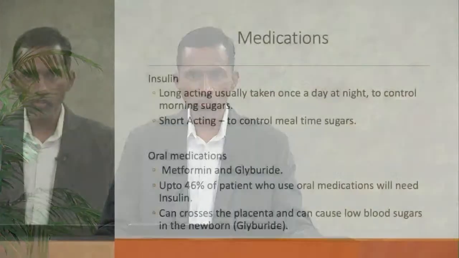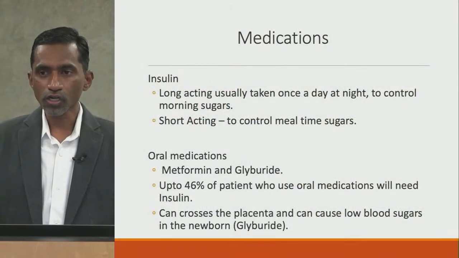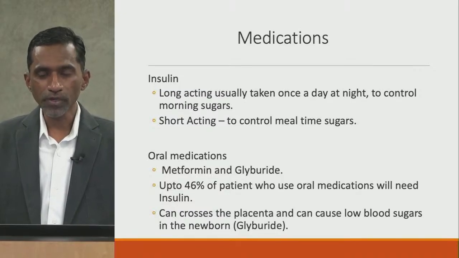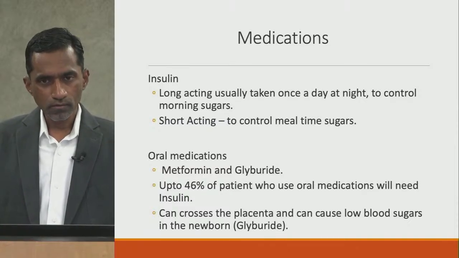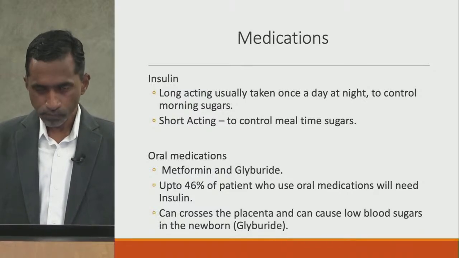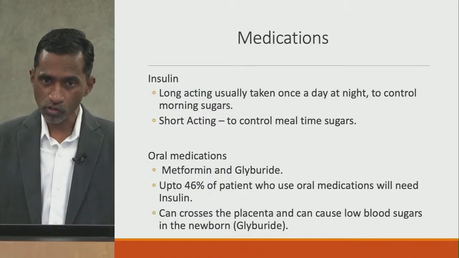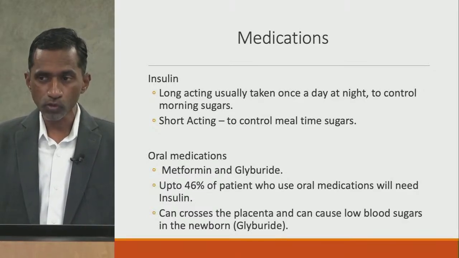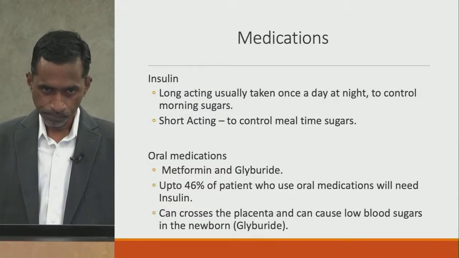Coming to medications, insulin: long-acting insulin is usually taken once a day at night to control the morning sugars. Sometimes you may have to take it twice a day, but the majority of the times once a day should be enough. And short-acting insulin to control the mealtime sugars. I'm not going into details of all the names here because it differs from insurance to insurance. There are about 5 or 6 long-acting insulins and at least 5 or 6 short-acting insulins. Any of them do the job in most patients.